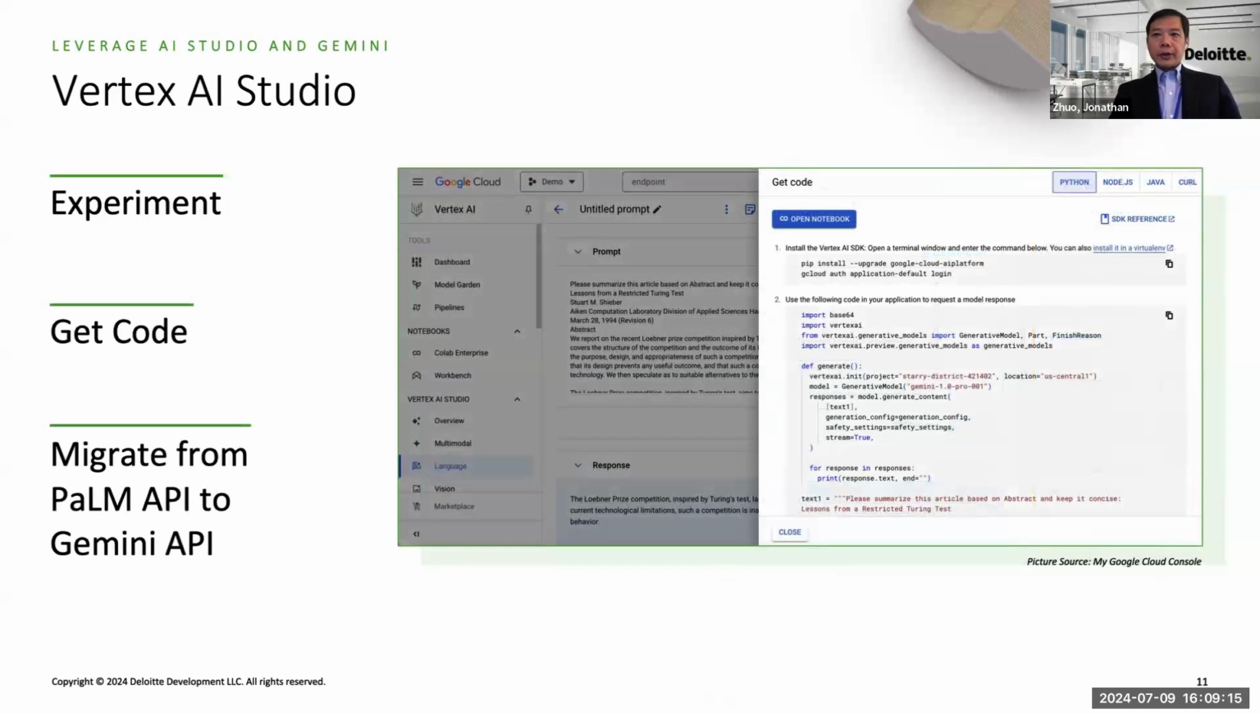Certainly, AI Studio is not just for giving you the experiment, but it can also give you the code. And I used this code to migrate from the PaLM API to the Gemini API. Gemini is also able to help you finish some code if you give it a prompt.